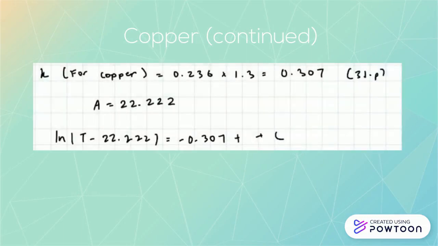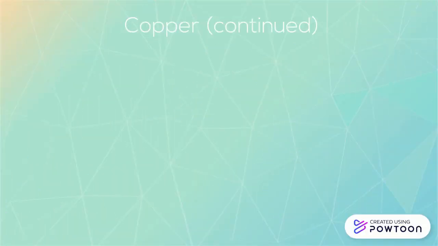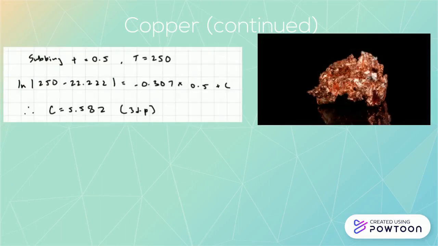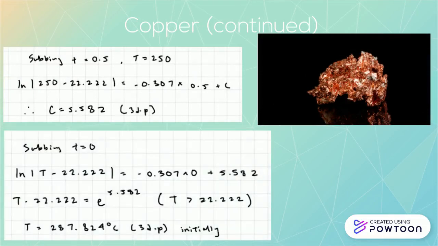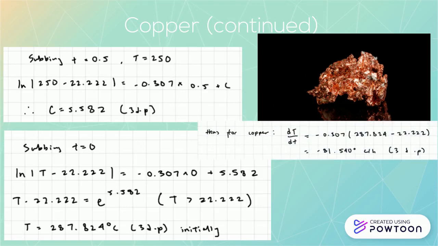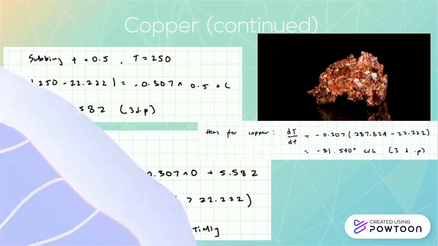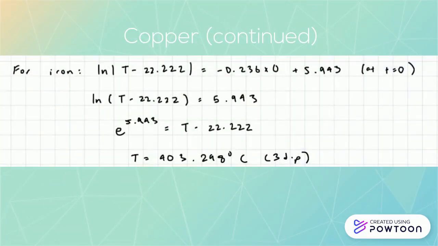However, the value of C is still unknown. Thus, substituting time equals half an hour, temperature equals 250 degrees, then rearranging, C value is found to be 5.582. Now substituting T equals 0 gives initial temperature of 287.824 degrees.